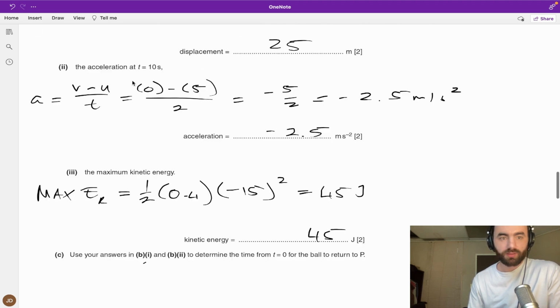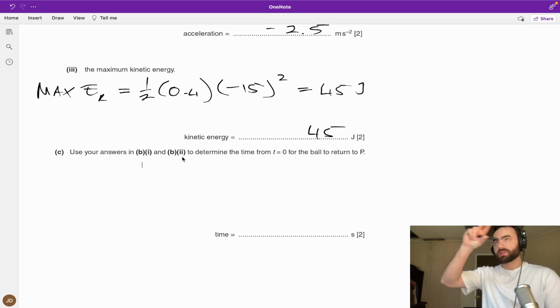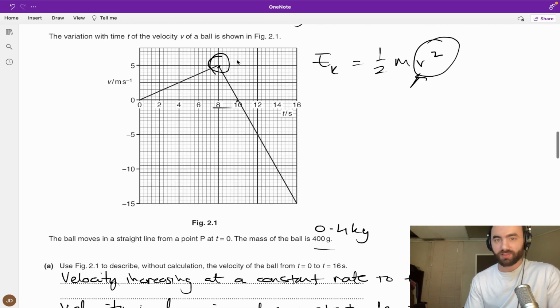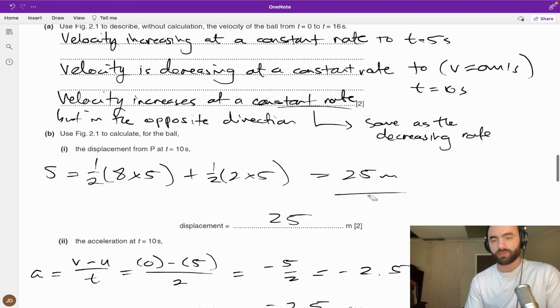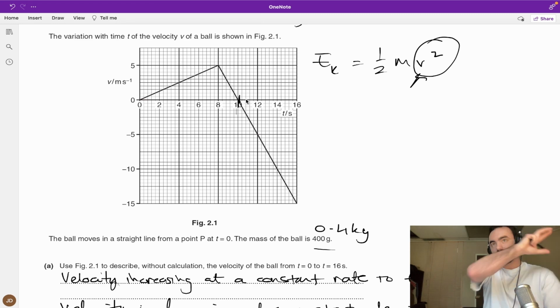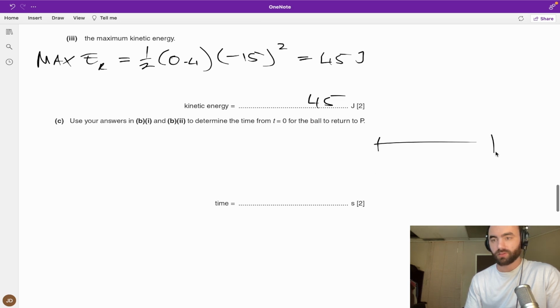Determine from BI, so these two, the time it takes for the ball to return to P. As I said before, it's accelerating here, then begins to decelerate, and then at this point it turns around and goes back in the opposite direction. We're given that it is displaced 25 meters in the first 10 seconds. So as it starts to turn around, it's moved 25 meters, and this is where the ball starts to move in the opposite direction. So its initial speed here will be 0 meters per second, but this object is now moving in the opposite direction.